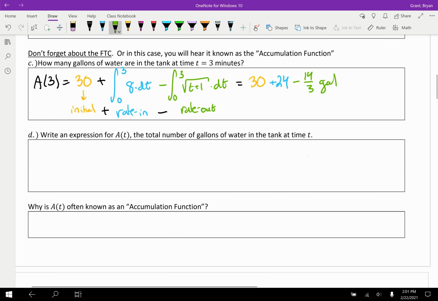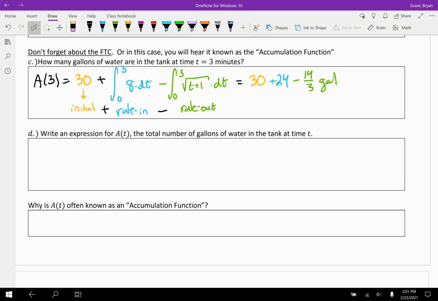Okay, now this is very closely related to Part D. Part D says write an expression for A of t, and that's what I started to do on C before I realized how I'd set this up. For A of t, the total number of gallons of water in the tank. Well, we already found A of 3, the amount after 3 minutes. Let's find the amount after t minutes. The initial, I think, still has to stay the same. We still have to measure from 0 to something.